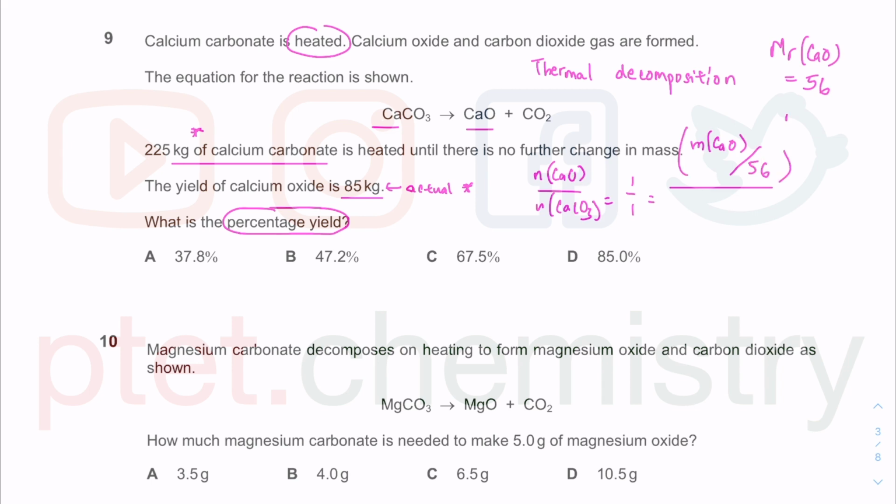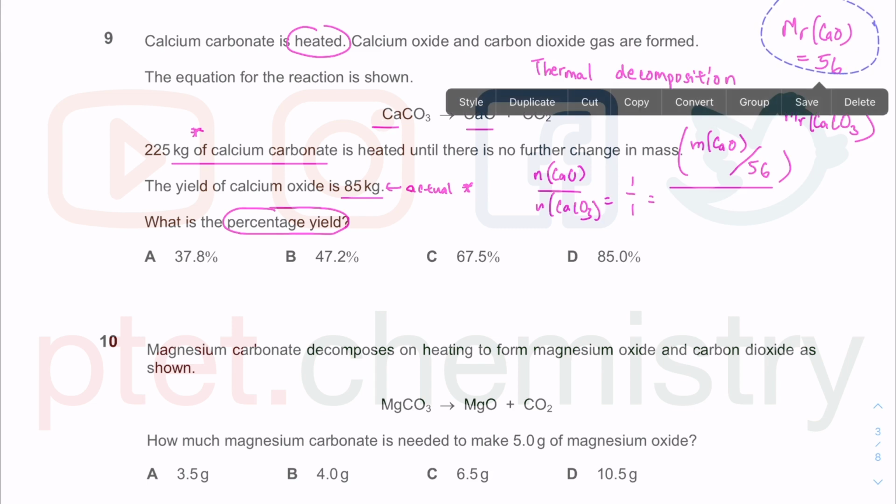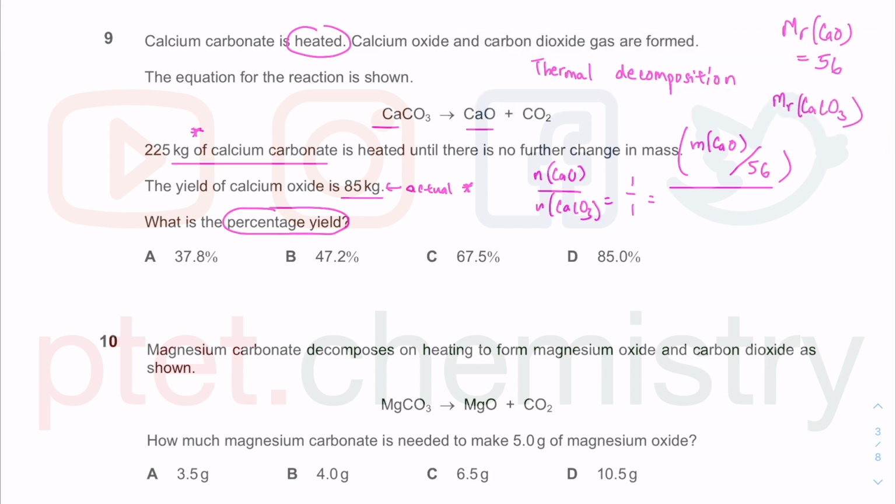And then I have my MR of calcium carbonate, which you can calculate from the periodic table again. MR of CaCO3, I've done it a couple of times previously. You should be able to get 100 very easily. 40 plus 12 plus 16 times 3, very quickly. So there's 225 kilogram divided by 100.